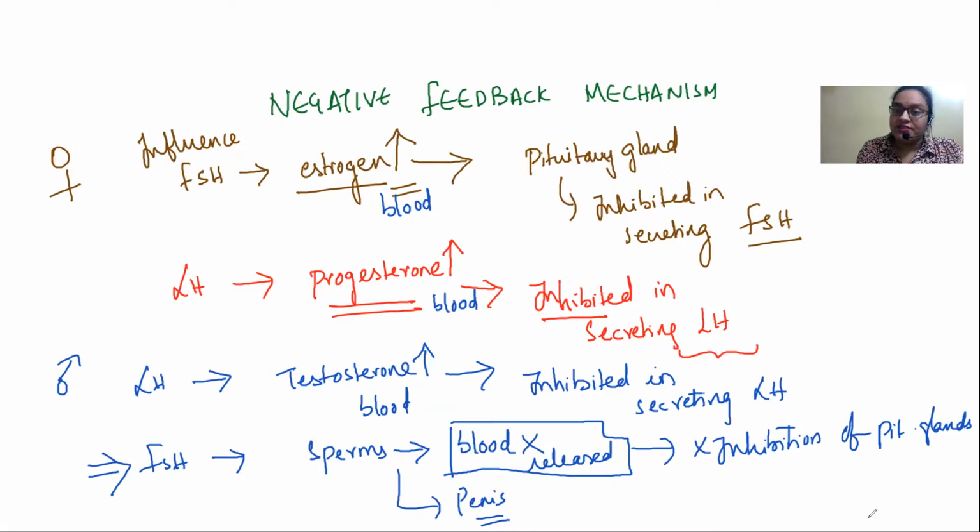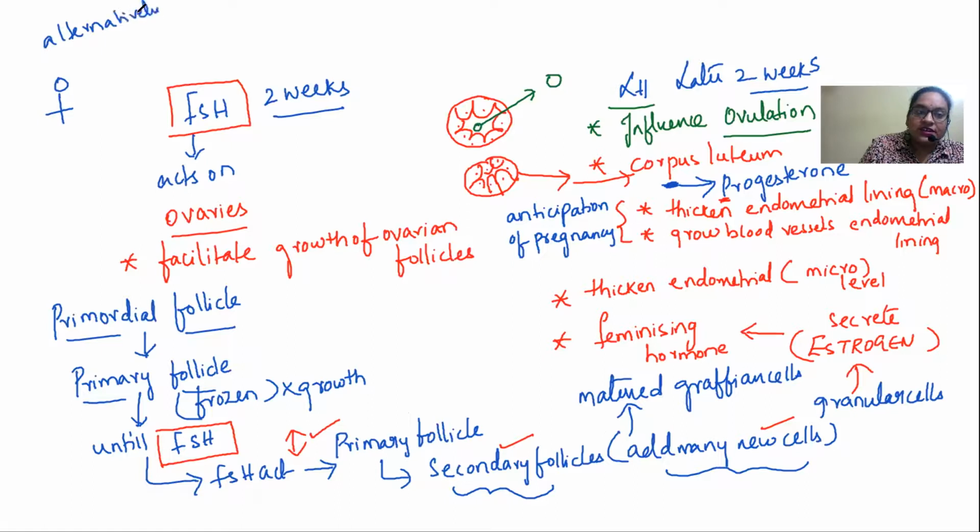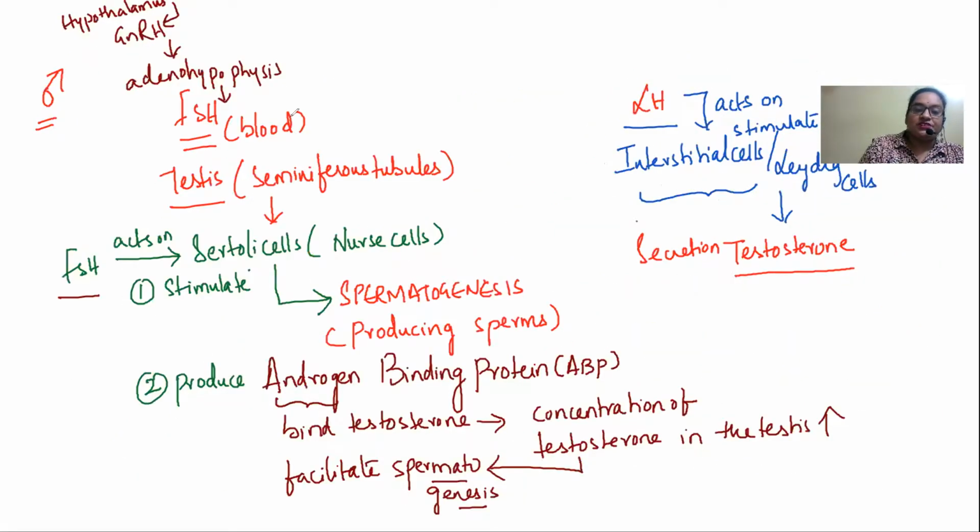Another important thing I need to specify is that in females, for the first 2 weeks of the menstrual cycle, FSH is released, and in the later 2 weeks, the luteinizing hormone is released. The meaning is that FSH and LH are produced alternately. For the first 2 weeks it is FSH, and the next 2 weeks it is LH. Now come to the male reproductive system, children: it is not the case.